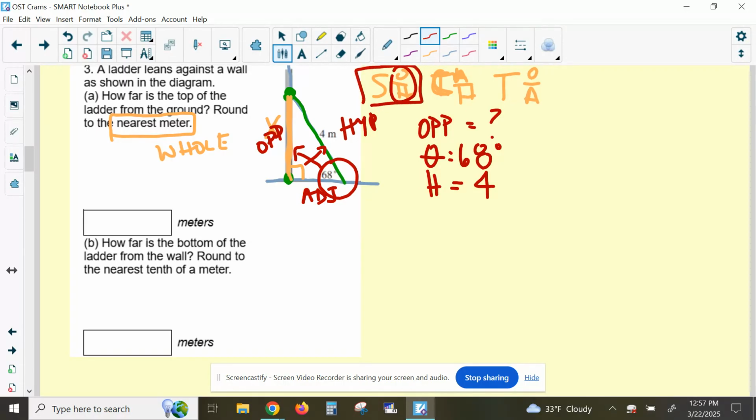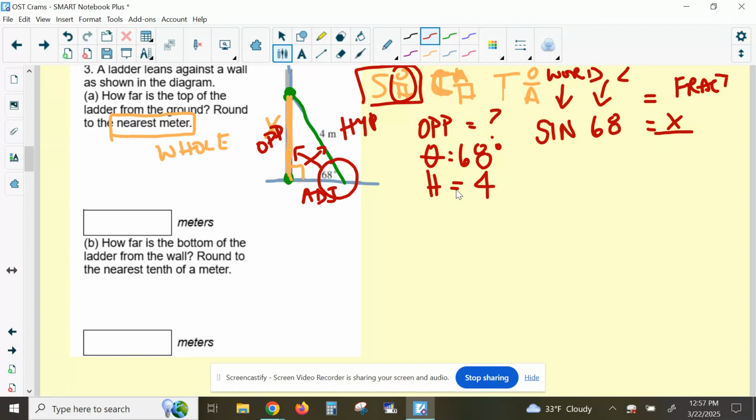So remember, you always write the word first, sine. You'll put the angle next. So this is the word, and then the angle, and then the equals, and then the fraction. Got it? So I've got the word first, sine, then I write the angle, which is 68, then I write my equal sign, and then I make my fraction, which is opposite over hypotenuse for this problem. So my opposite is my question mark, so I'll call him x, and my hypotenuse is 4. So this is what I've got.